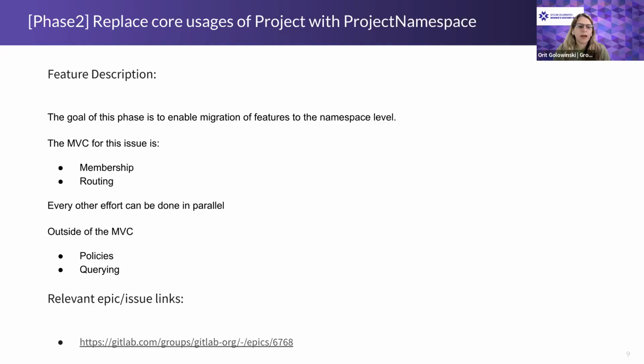So what's next? In terms of what the team is currently working on and what we probably will be working on in the next few milestones, as I mentioned, we're working on phase 2. Phase 2 replaces core usage of project with project namespace. So after we created that phase 1 of project namespace, this is under the hood work to make it so that the new project workflows work with this new construct. And what we have for the MVC is creating membership and routing for this new namespace architecture. And then outside of it and in parallel, we'll work on policies and querying. If you want to read more, the epic is linked below.